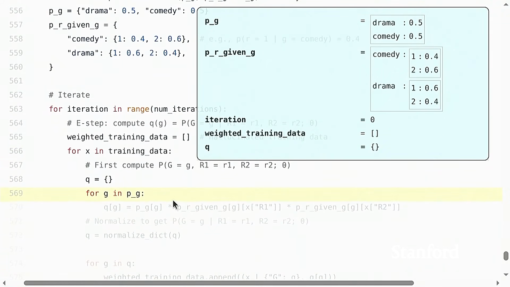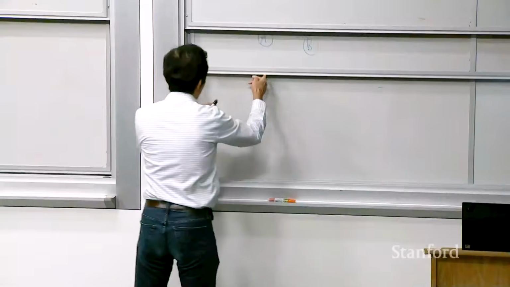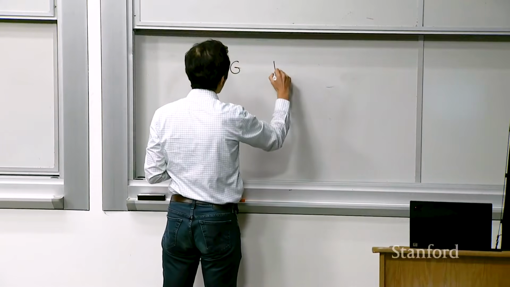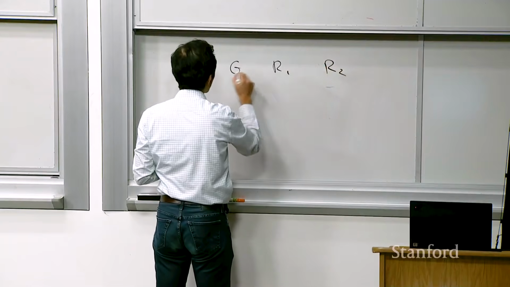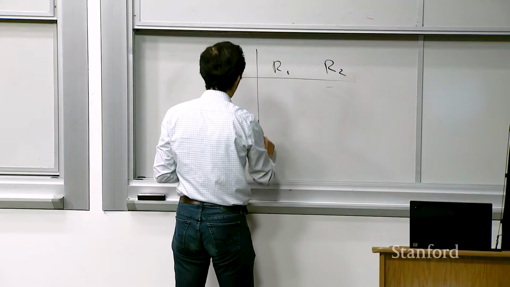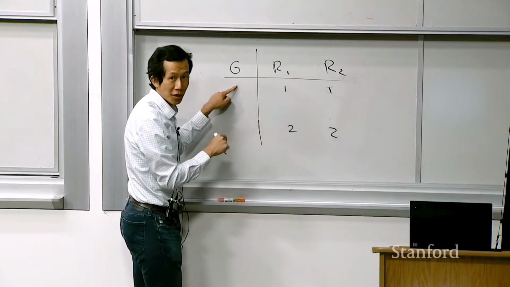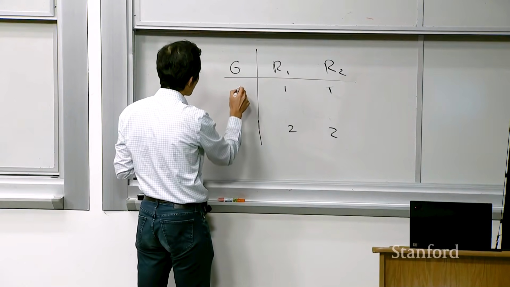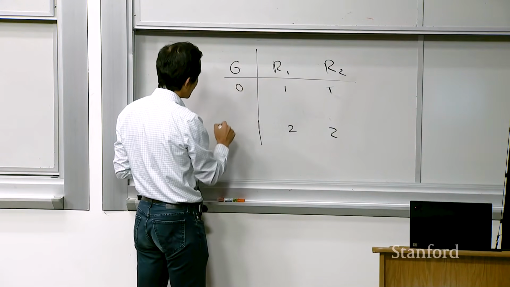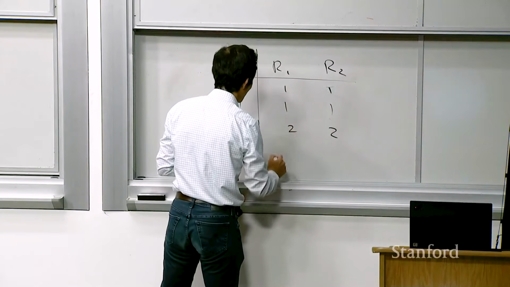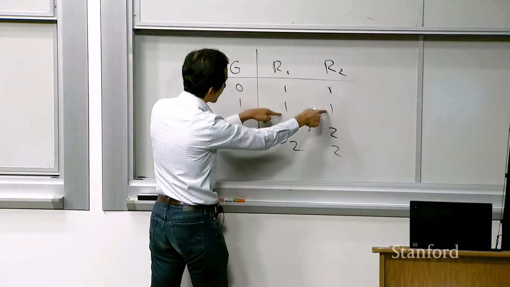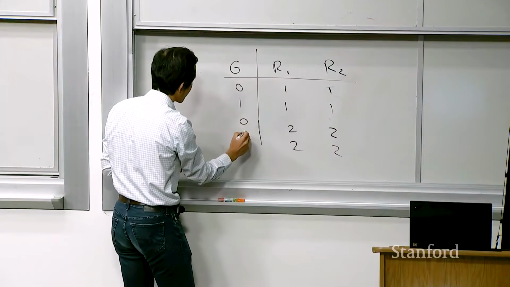Okay, so I'm basically going to now compute the probability. I'm trying to guess what the value of G is. I see 1, 1. So let me just write this out a bit more. Okay, so I have G, I have R1, R2. And I have 1, 1 here. I have 2, 2 here. But I don't know what the value of G is. So what I'm going to do is guess 0. I'm also going to guess 1. And I'm essentially going to replicate this once for every possible value of G.